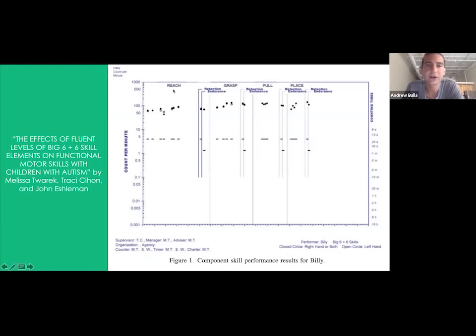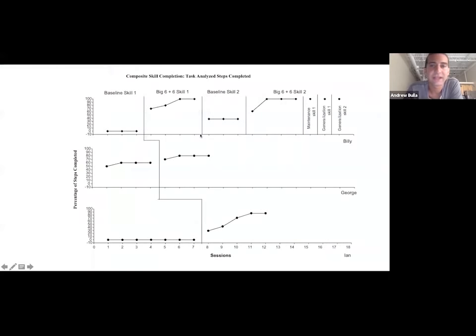So in the study, they targeted reach, grasp, pull, and place. And they built those component skills to high frequencies. What they did then was measure the composite level skill without any intervention. And the composite level skills were things like putting on socks and pulling up underwear. So you see in baseline for all learners, the percentage of steps completed was low.